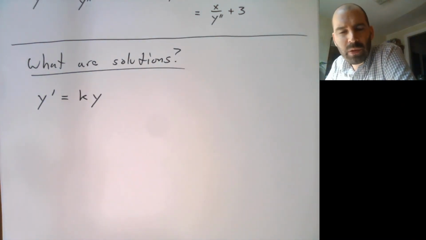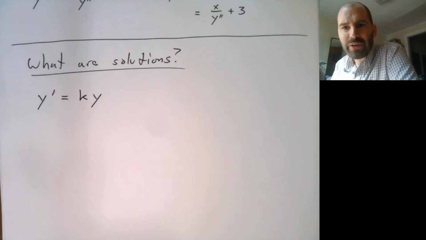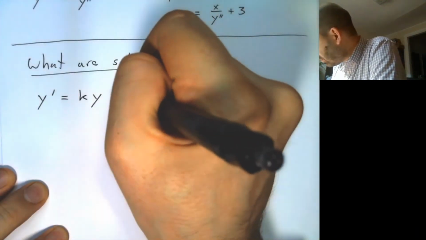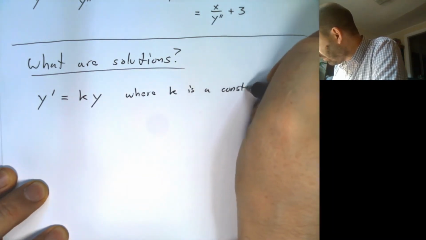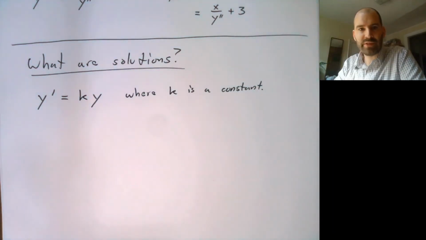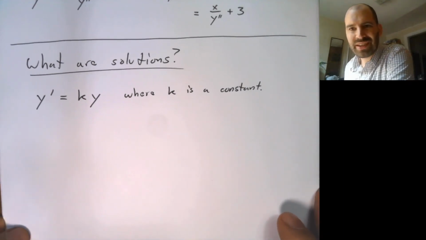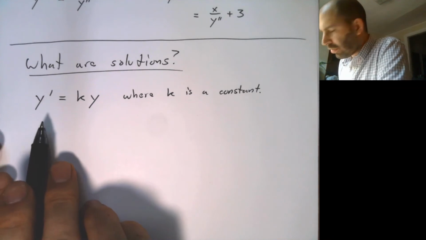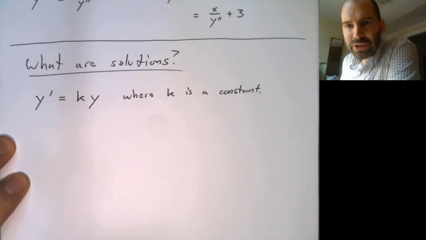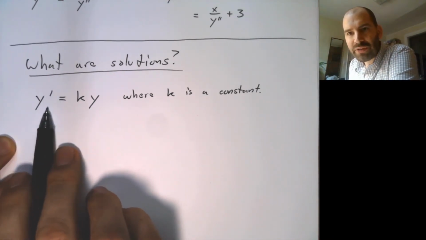Now, what is k here? I should point out that k is a constant. It's not the variable, not that y depends on k. It's just a constant. It's just a number. Okay? And I want to know, if I throw a function at you, you should be able to check to see, does it solve this differential equation?